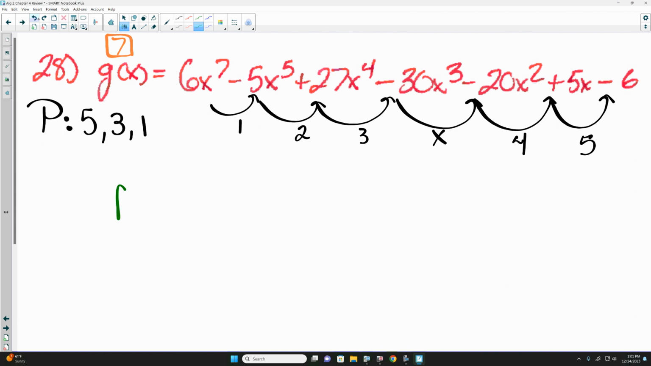Now, for the negative case, we're looking at g of negative x. And the biggest thing for this here, finding this, if the exponent's odd, we change the sign. If the exponent's even, we leave it. Because we have to do this to be able to find the number of negatives. So if we look at the first term, it's 6x to the 7th. Is the exponent even or odd?